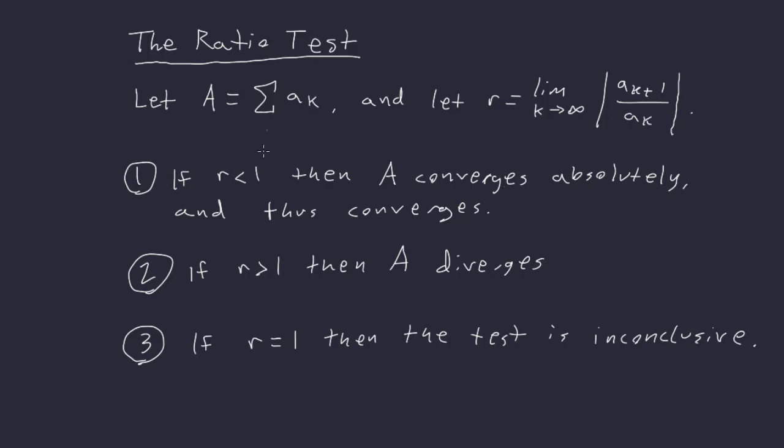So here's what the test says. If that limit exists and is less than 1, then A converges absolutely and thus just straight up converges. So it's a bit of a stronger condition, but we do have that A converges. If on the other hand R is greater than 1, then A diverges. And unfortunately, if R is equal to 1, then the test is inconclusive, so we'd have to do something else instead.